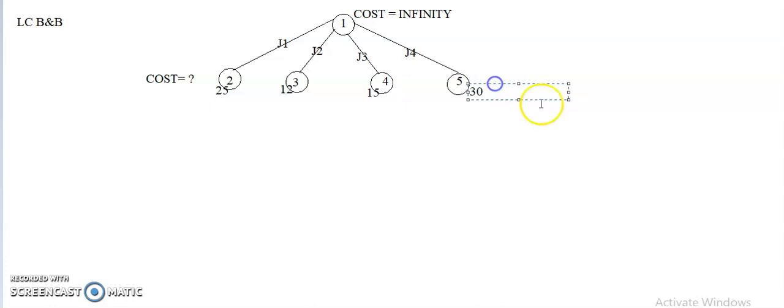Okay, so in the case of least cost branch and bound, whichever node has the least cost, only that corresponding node we are going to explore to obtain the optimal solution, rather than exploring the complete state space tree. That is the main advantage of least cost branch and bound. Instead of exploring each and every node using FIFO or LIFO branch and bound, it is better to go for least cost branch and bound. Among the 4 nodes 2, 3, 4, 5, the least cost is at node number 3, so I will start exploring this particular node, J2.